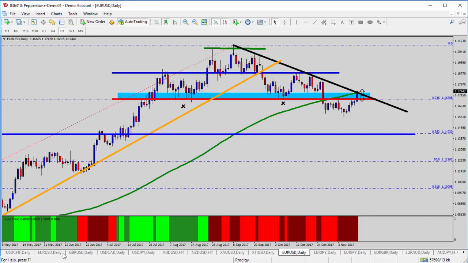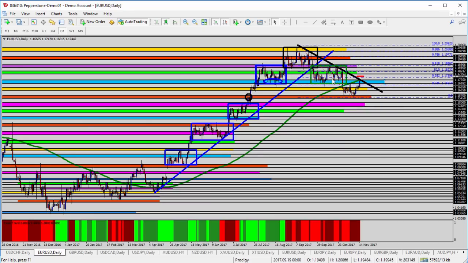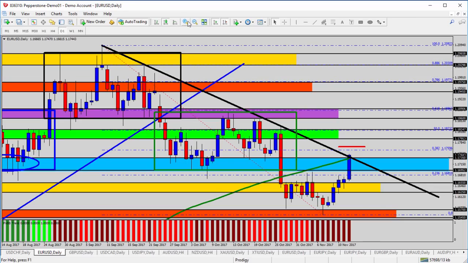Let's take it over to our other chart here. And again, there's the black trend line, the moving average, the blue shaded area. If we zoom in, 1.1735 is actually the top of the blue shaded area. And the moving average, if I put my cursor right on it, is at 1.1732. So we're right into the top.